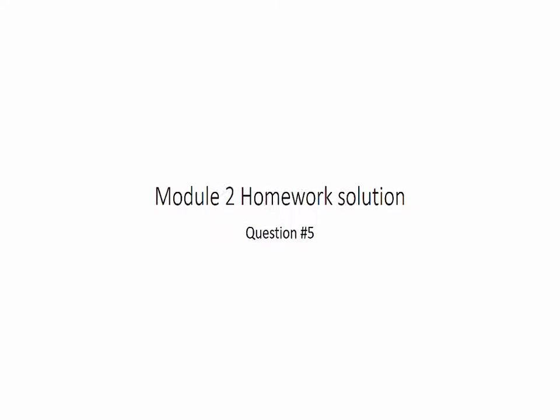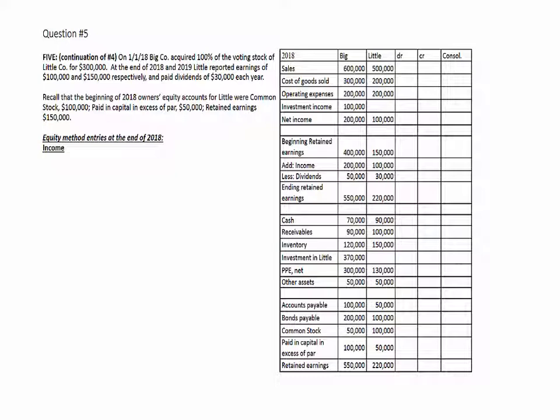Okay, Module 2 homework solution for question 5. Again, question 5 is a continuation of question 4. We're now at the end of our first and second years of ownership, and we need to do the consolidation at the end of each year.